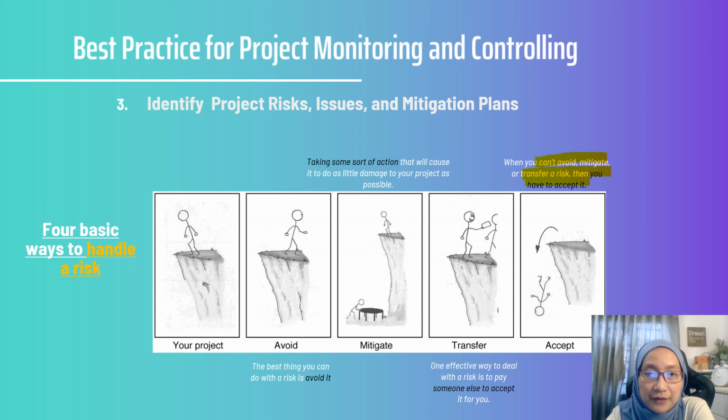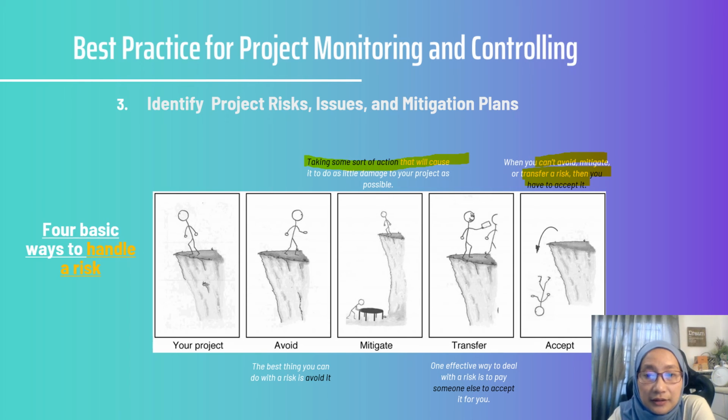So mitigate is you have to actually take some sort of action that will cause as little damage to your project as possible. So it means that you have to find a solution. Okay, so you have to try to solve it. So that is actually the mitigation plan. So that's why you have the solution in your proposal. That's why in your progress report check you have the mitigation plan solution.